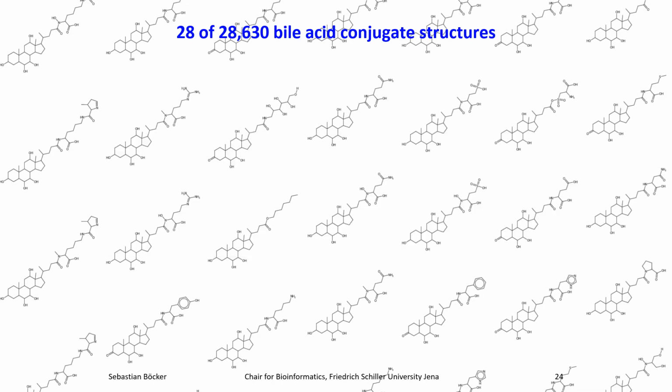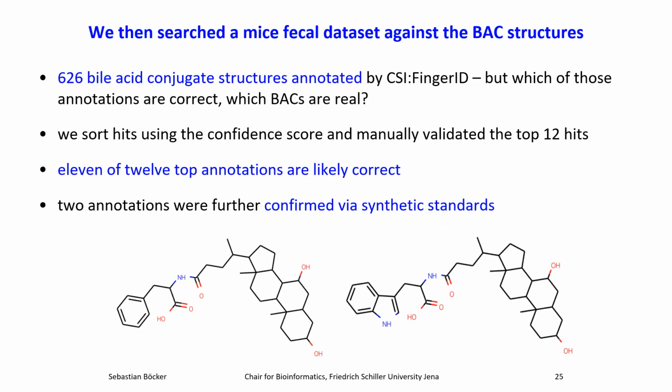So this is with an extreme zoom. Obviously, those 28,000 bile acid conjugate structures are probably not present in any biological sample out there. We need a method that can now search in this combinatorial structure database, but luckily we have one. It's called COSMIC. We now use CSI:FingerID to search a mice fecal data set against this combinatorial database of structures. And there we found that 626 conjugate structures were annotated, but we don't know which of them are real.